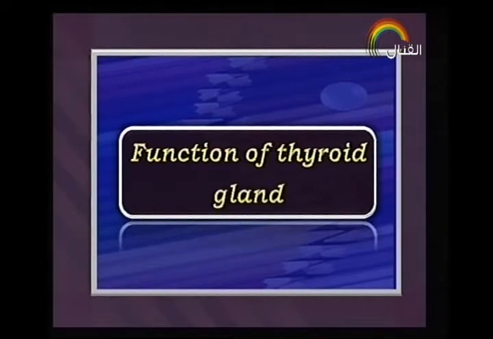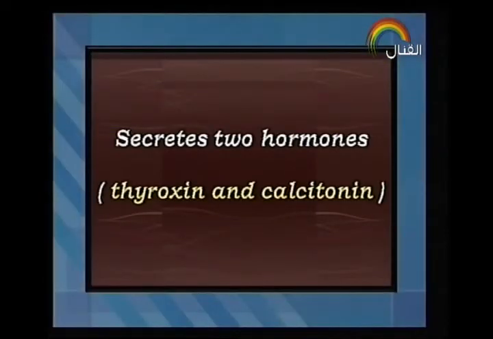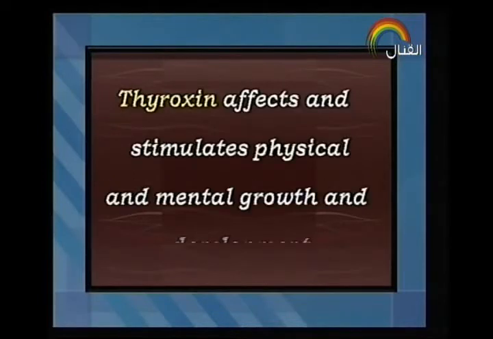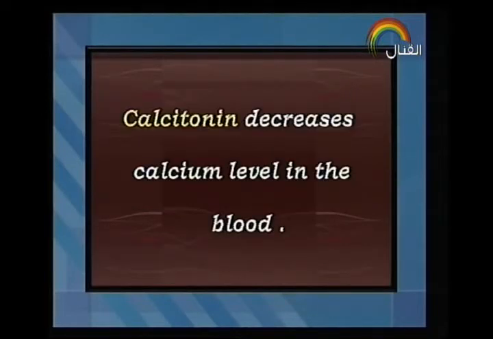The thyroid gland has a different function also. It secretes two hormones, thyroxine and calcitonin. Thyroxine affects and stimulates physical and mental growth and development in your body, or simply it liberates the energy of your body. Okay? But what about calcitonin? The calcitonin hormone adjusts the calcium level inside your body.